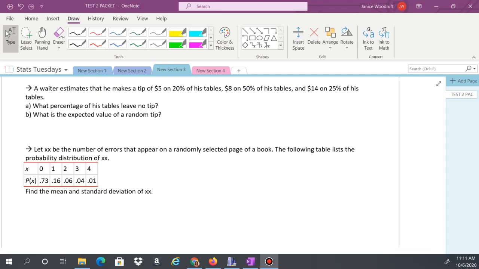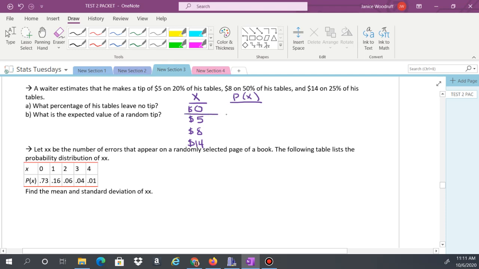So if we read through this first problem, we have a waiter who estimates that he makes a tip of $5 on 20% of his tables, $8 on 50%, and $14 on 25%. The first question says what percentage leaves no tip. So you are going to have a percentage here with no tip. If we take that into consideration, you'll have X be the tip. So you've got $0, $5, $8, and $14. Okay, and then we have the percentages. So that's your probability.